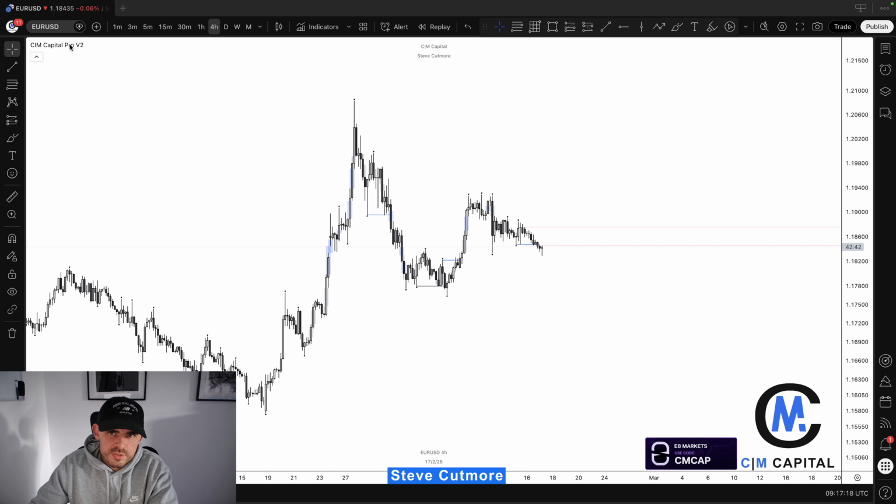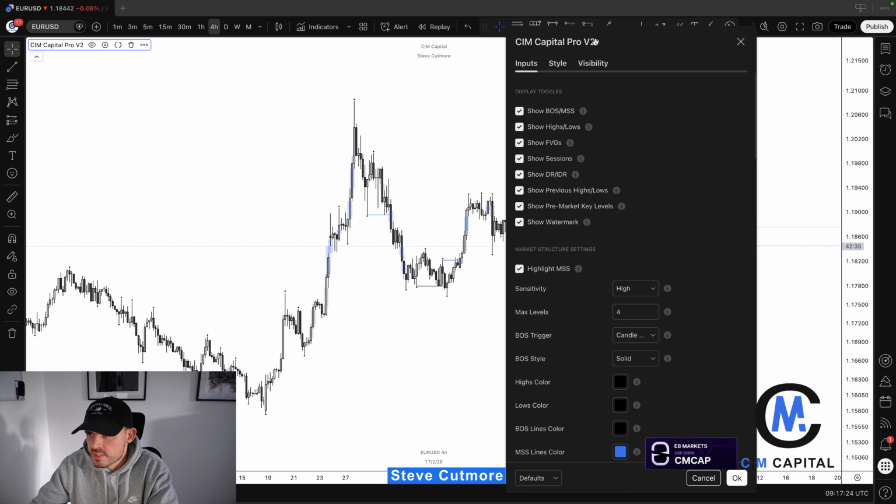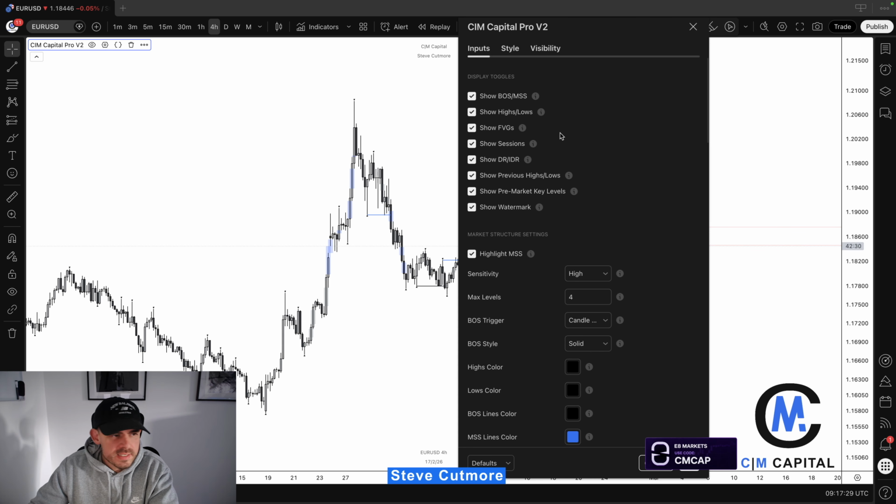So double click on the indicator. If it's not there, just pull this bit down and then you'll see it pop up. Double click on the indicator and we're going to go straight into the settings. Basically, this is an indicator with 8, 9 indicators. Let me actually count. 1, 2, 3, 4, 5, 6, 7, 8. It's got 8 indicators built into one indicator.